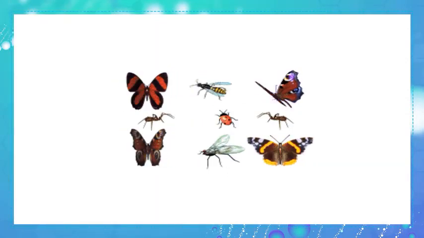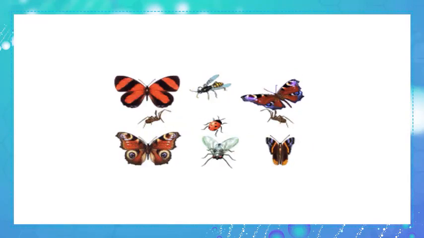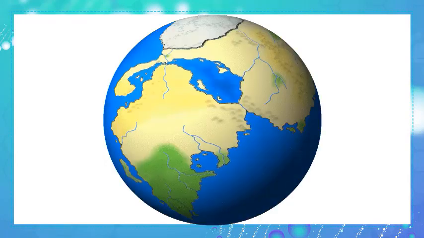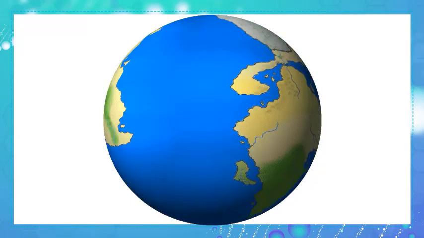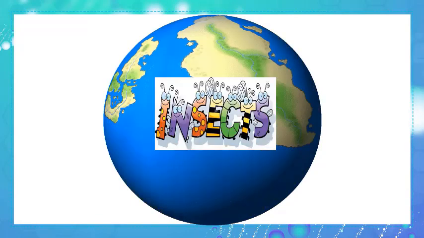We all see these living things around us. They are of more than 1 million kinds all over the world. Do you know what they are called? They are called insects.